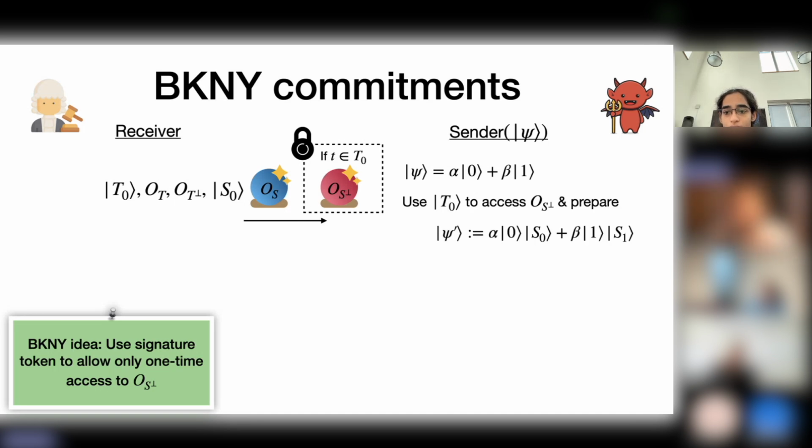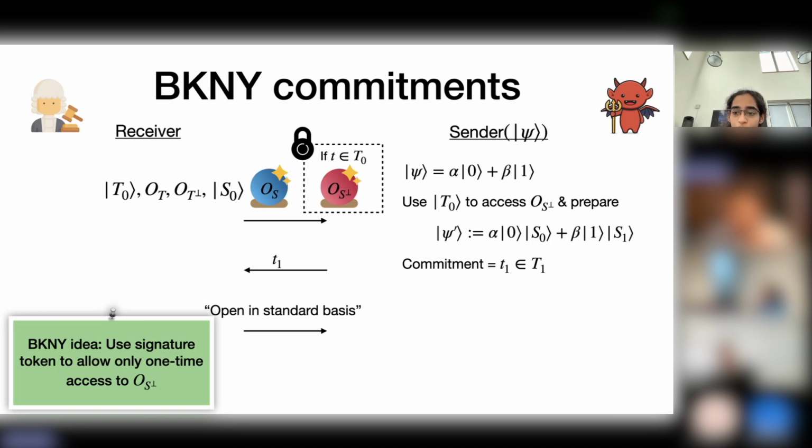So now when the sender commits, it has access to T0. It's going to use that to access OS perp. And then it can prepare this 0 S0 plus 1 S1 state. But after that, it says, okay, I'm done using OS perp. What I'll do is use T perp, OT perp, to go from T0 to T1 and then measure it. So my commitment is going to be a vector in the subspace T1. So now at this point, I've given you proof that I actually don't have access to T0 anymore because of collision resistance.